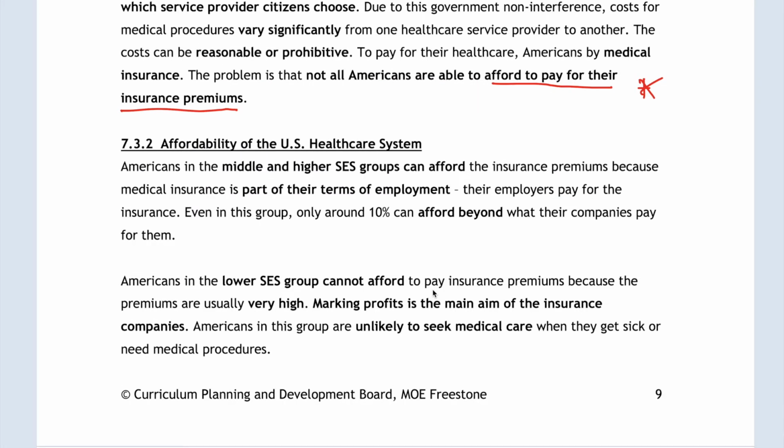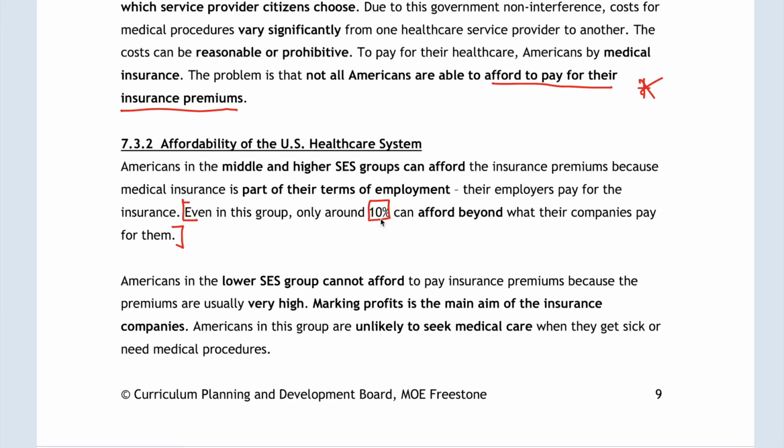Usually if you have normal office jobs, within middle and high SES groups, you will be able to pay for these premiums, be it because of your salary or because it comes as a part of your employment packages. However, you must remember, even in this group, only 10% of these people can afford to pay beyond what their companies pay for them. So imagine only 10% can afford that. If they don't have this insurance, how screwed would they be? That's the problem here.